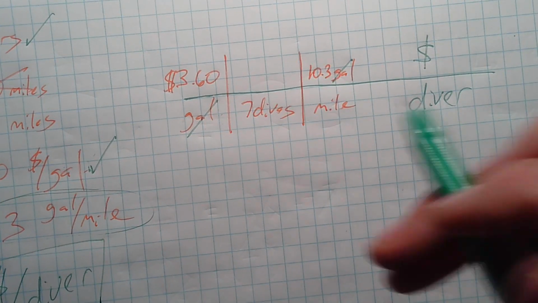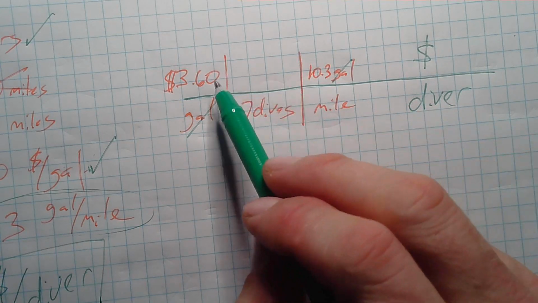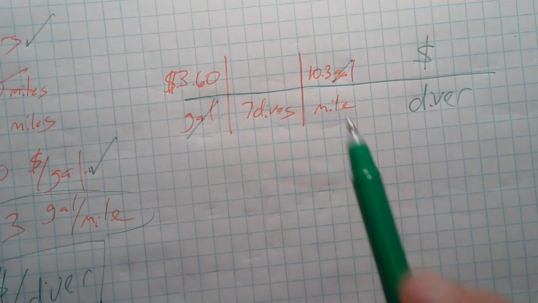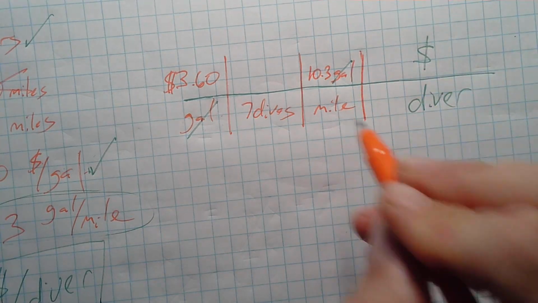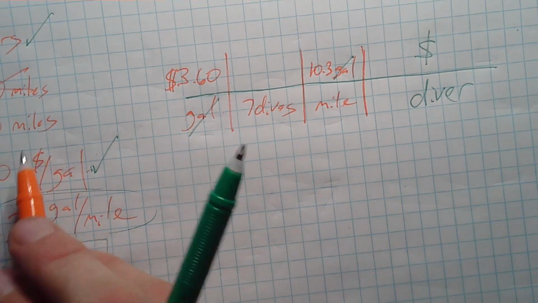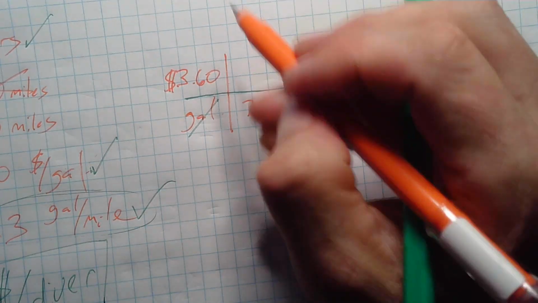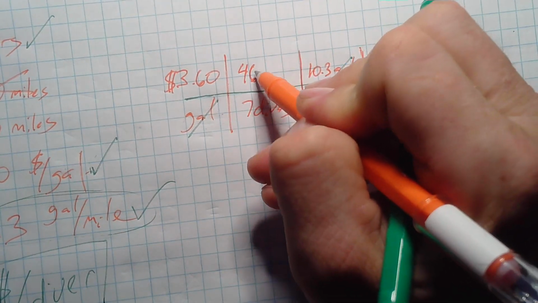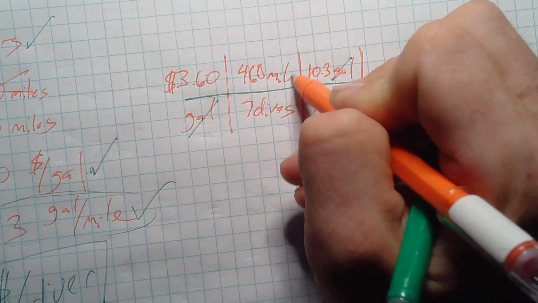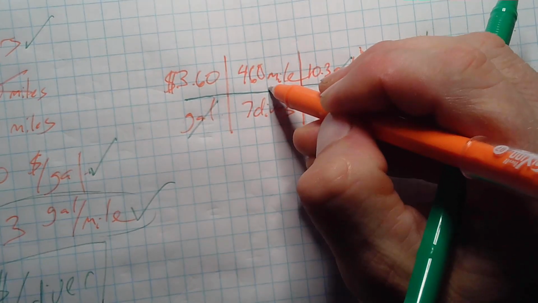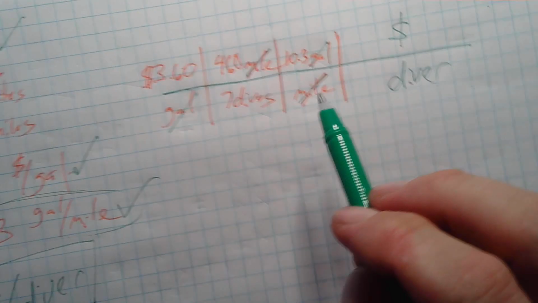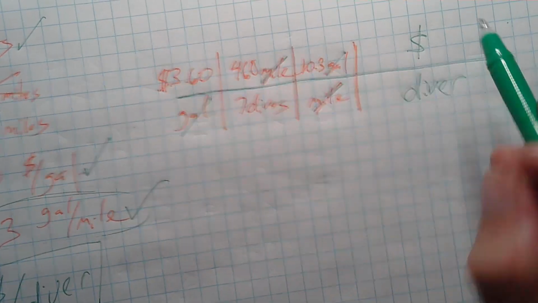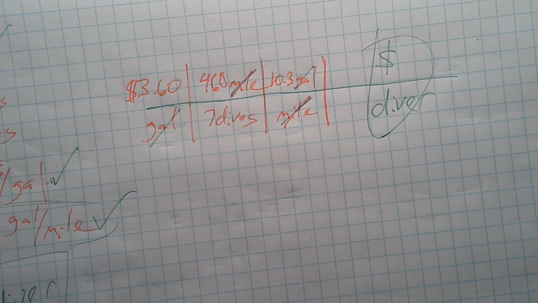So now I have $3.60. I have dollars per diver mile. Okay, now I've got to figure out how to get rid of miles on the bottom. So now I have to take this 460 miles. I've got a free spot here, so I'll put 460 miles there, and I'll cancel out the miles, and now all I have left is dollars per diver, and that's what I'm looking for, right?